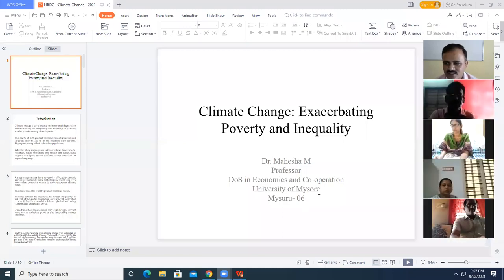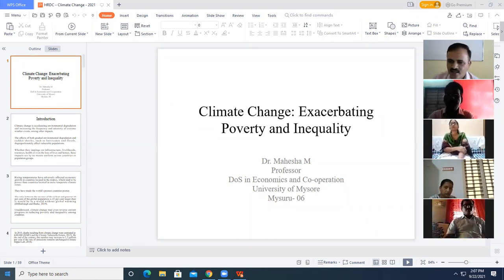Effects on the two acute problems of the world, including India, that is poverty and inequality. And as of course, we know as teachers of economics, climate change has a wide range of impacts on the economy, economic growth, economic development, and also, of course, on many sectors of the economy.